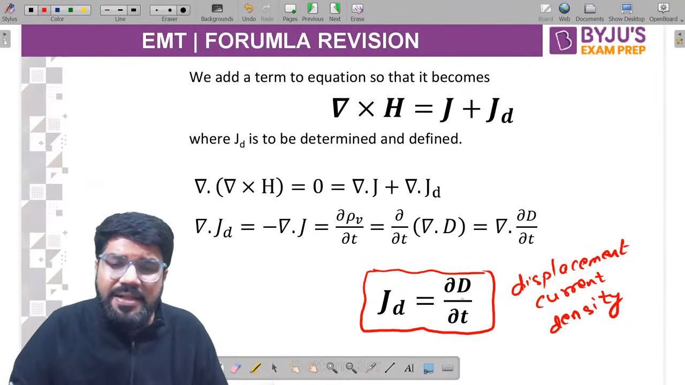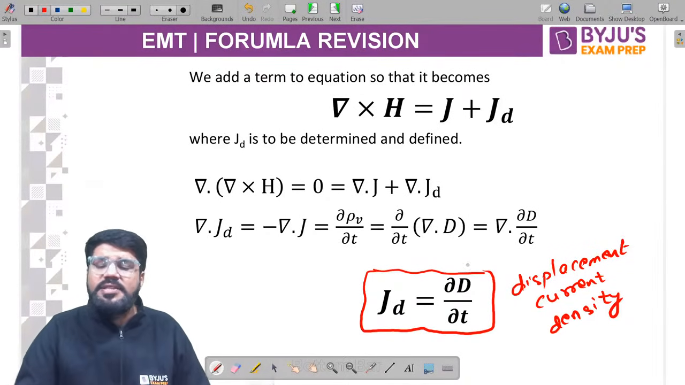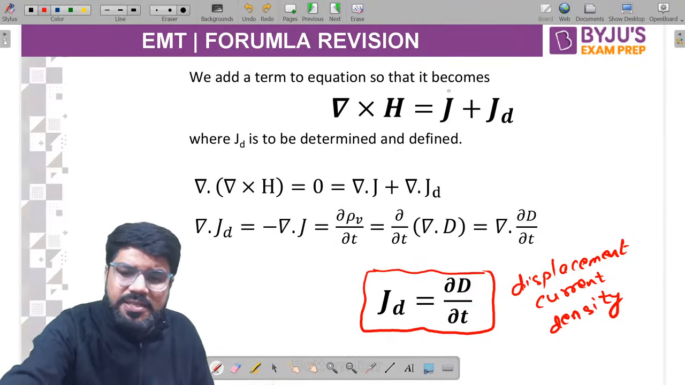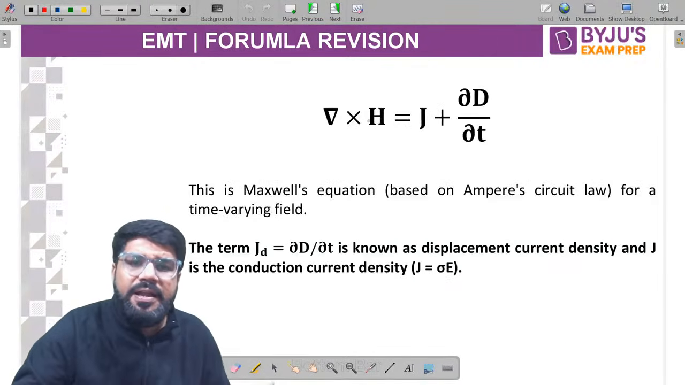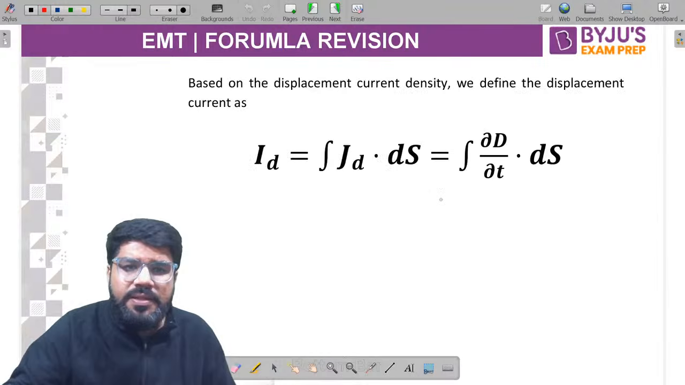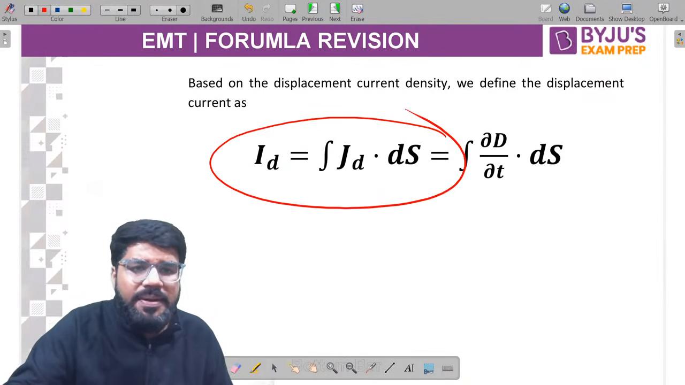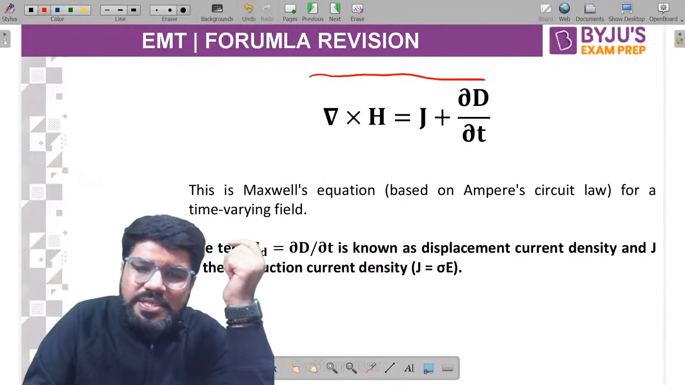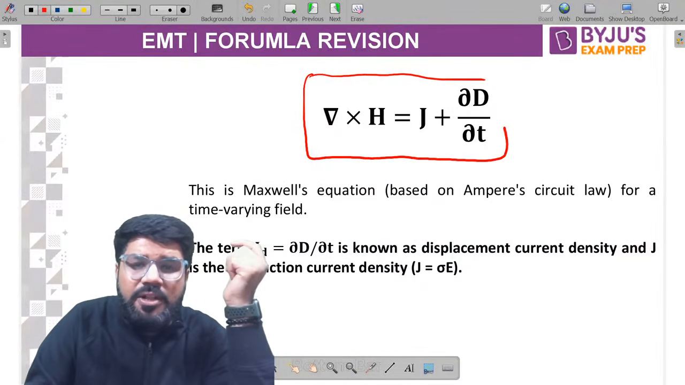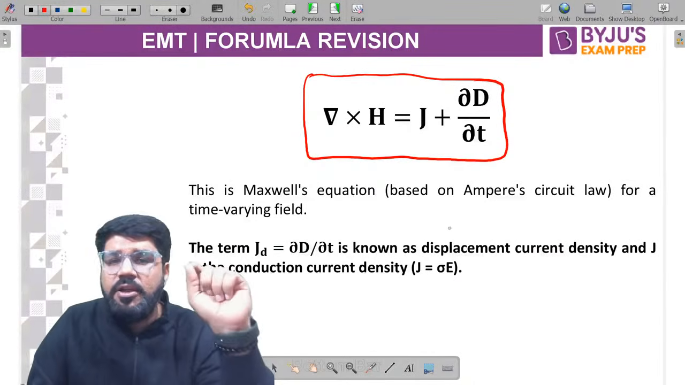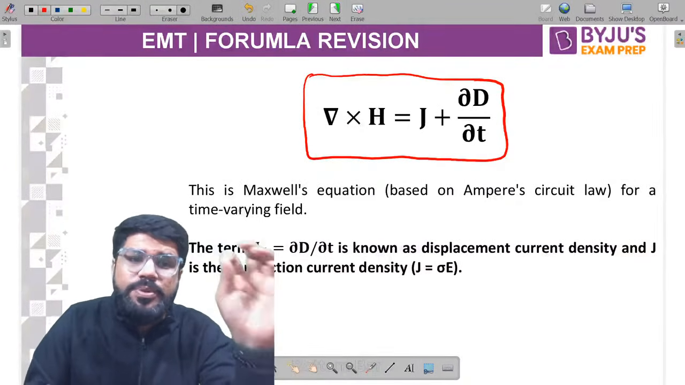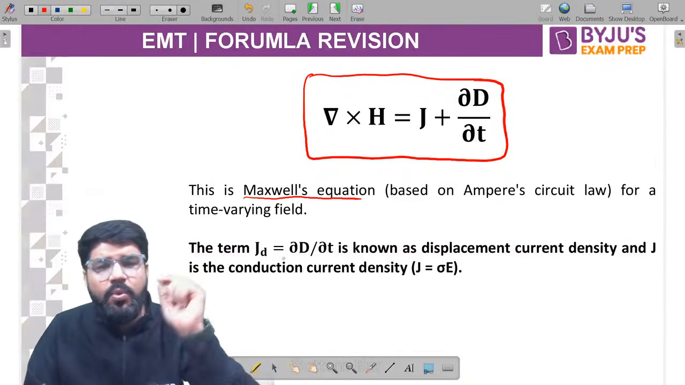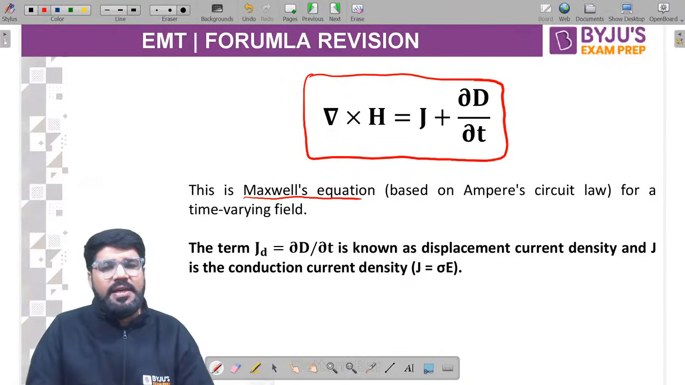So displacement current density is the rate of change of electric flux density, or the displacement flux density. D is the displacement flux density. The displacement current can then be calculated by surface integration of that. So we have the final Ampere circuital law, which is known as the modified Ampere circuital law, and this is your final Maxwell's equation for time varying fields: del cross H equals J plus dD by dt.